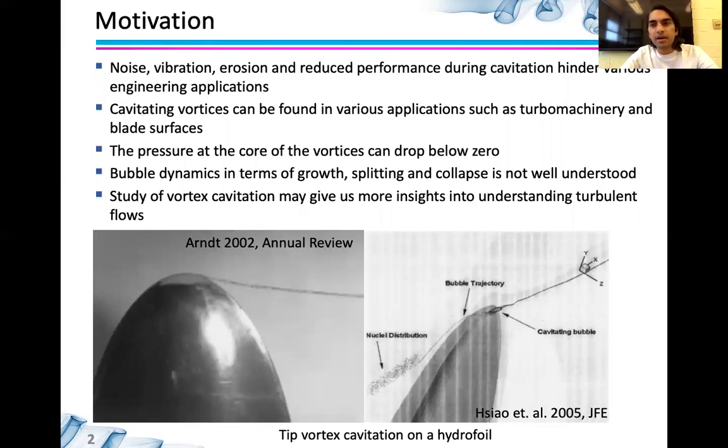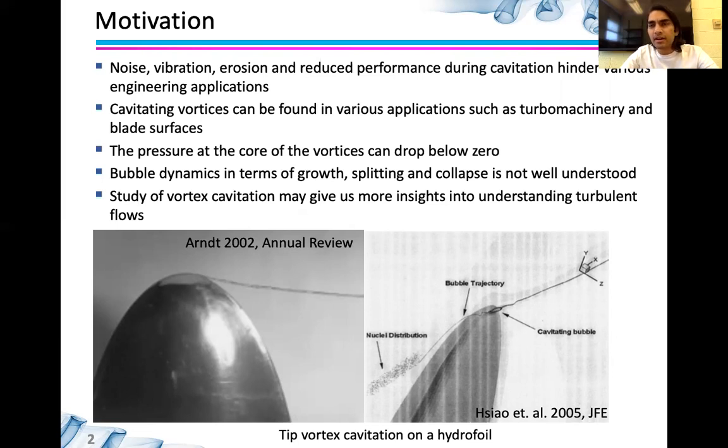Now, if the circulation velocity of the vortex is very high and the radius is very small, the pressure at the core of these vortices can be very low and sometimes even be below zero. And if any nucleation sites are present in these cavitating vortices, due to the huge pressure difference, they would cavitate. And this is the cavitation bubble dynamics in terms of growth, splitting, and collapse, which is not well understood and what we are trying to study.